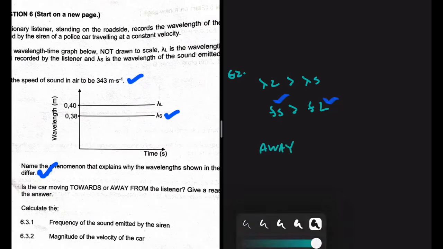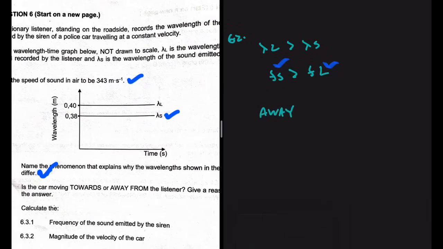But wavelength and frequency are inversely proportional, right? So this simply implies that the frequency emitted by the source is greater than the frequency observed by the listener. If the frequency emitted by the source is greater than the frequency observed by the listener, what does that imply? It implies that the listener has to be moving away, given that the sound source is stationary. So that is the answer to 6.2.